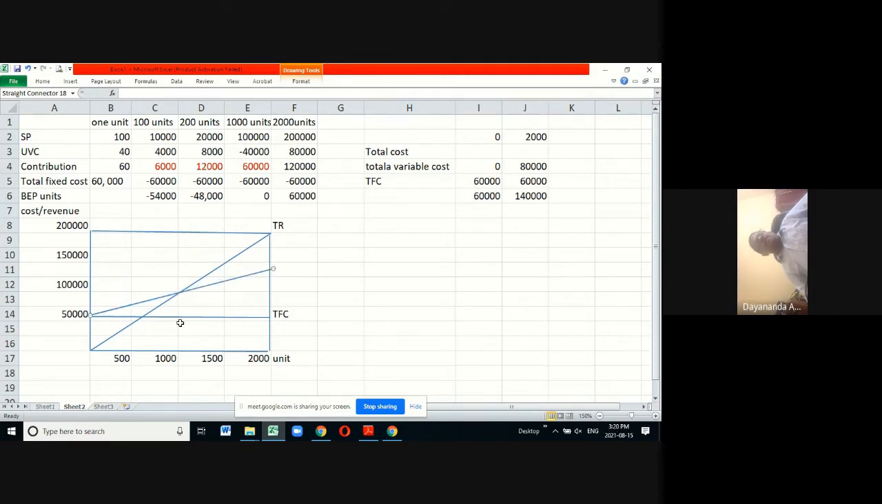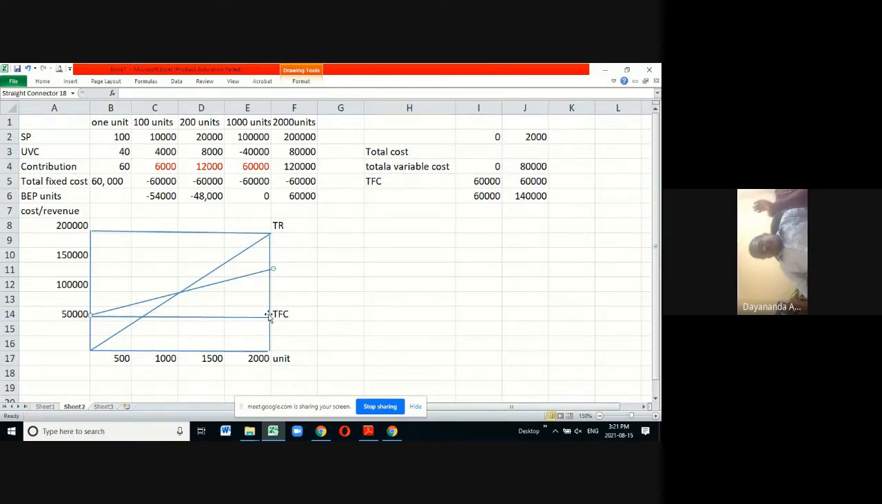So our break even is 1000 here. Can you remember? This is called break even chart. So this segment represents the profit, this segment represents the loss. Is it clear?